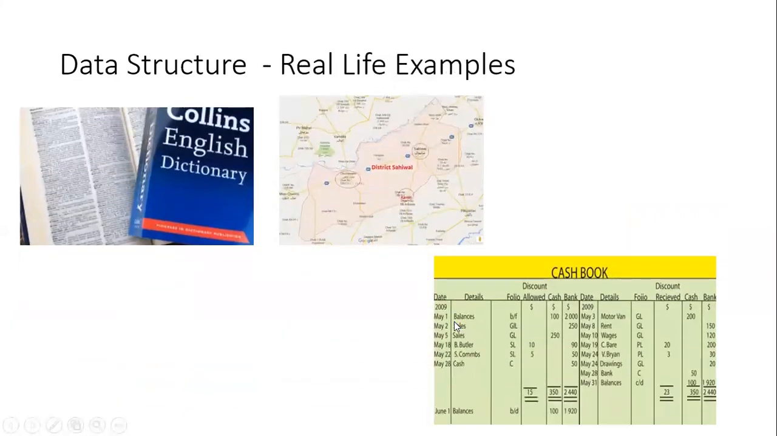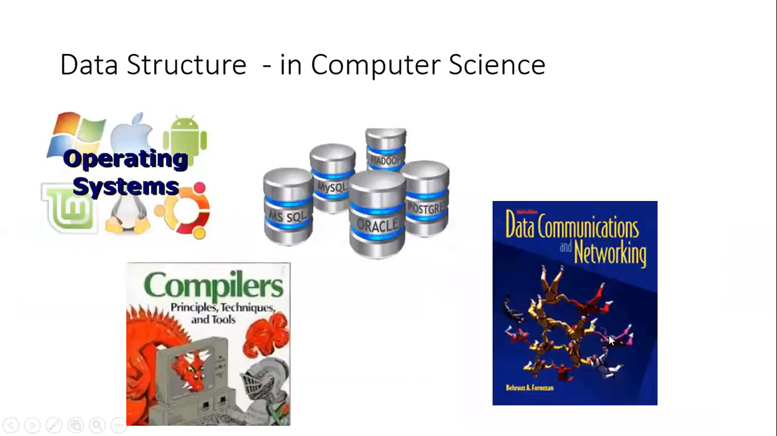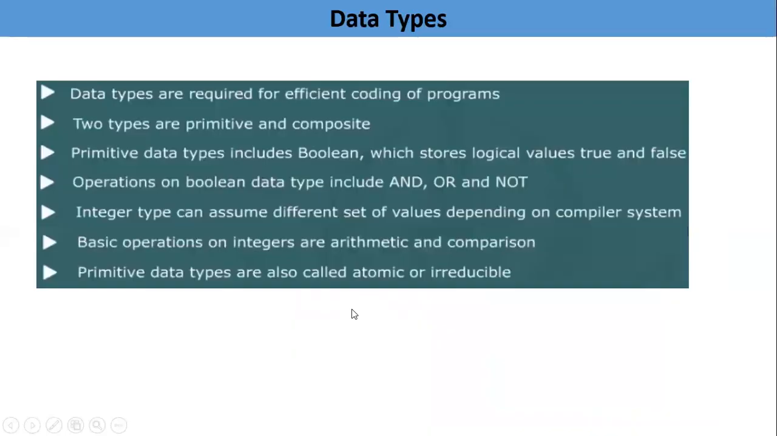Data structure and real life examples. In real life, the different types of data structure that we use are, for example, dictionaries, where the data is organized in the words and the meanings. Data is organized in the form of maps. Data is organized in the form of cash books and records. In computers, data structures are used in computer science in operating systems, MySQL servers, data communication and networking, and in compilers.